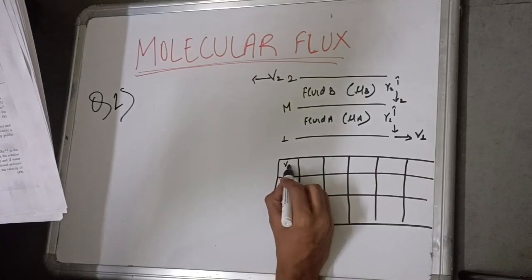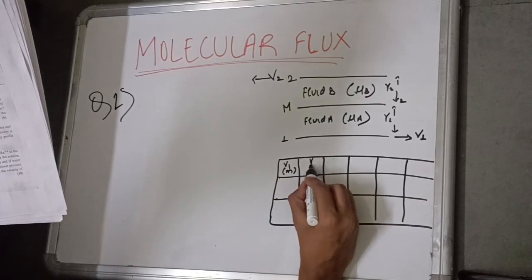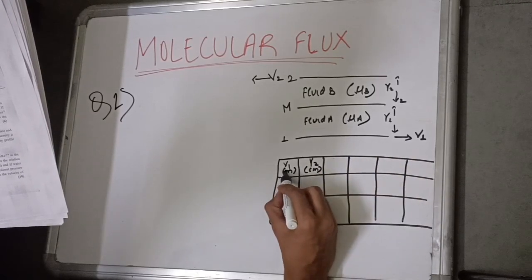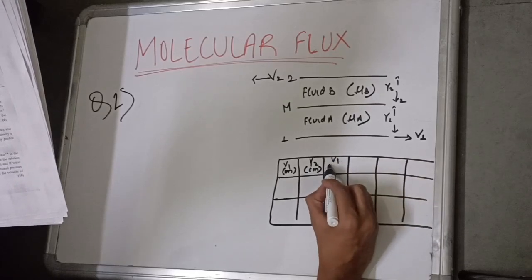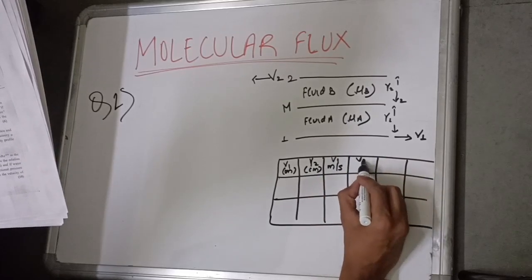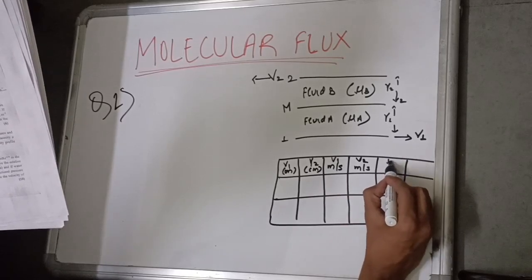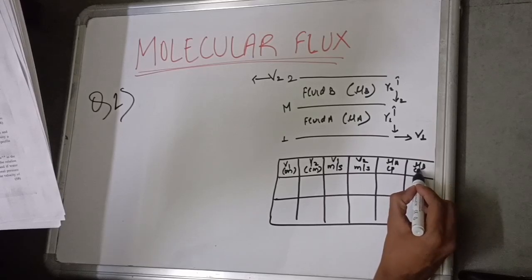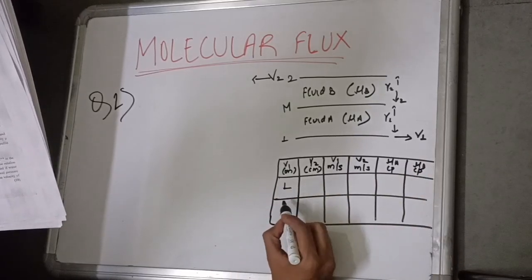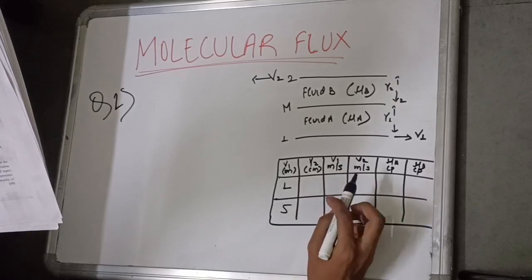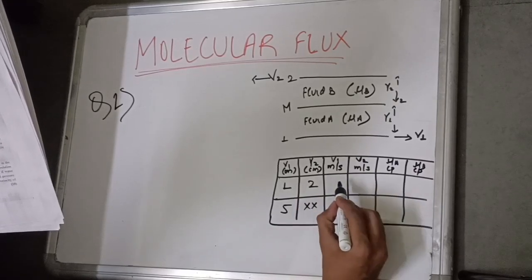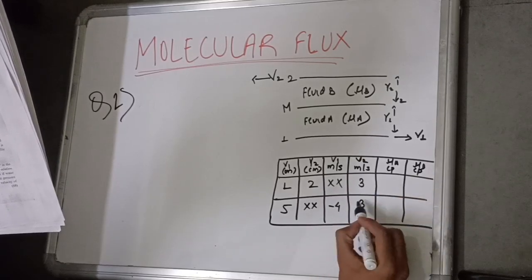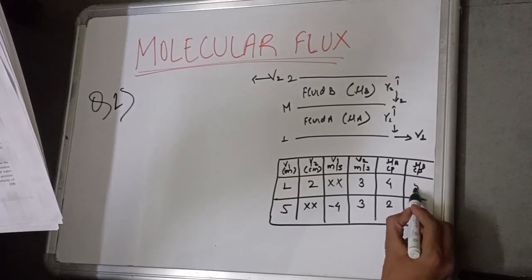We have y1 in centimeter, y2 in centimeter, v1 in meter per second, v2 in meter per second, mu A in centipoise, mu B in centipoise. We have the values of y1 in both the rows: 2x, x minus 4, 3, 4, 2, 5, 1.